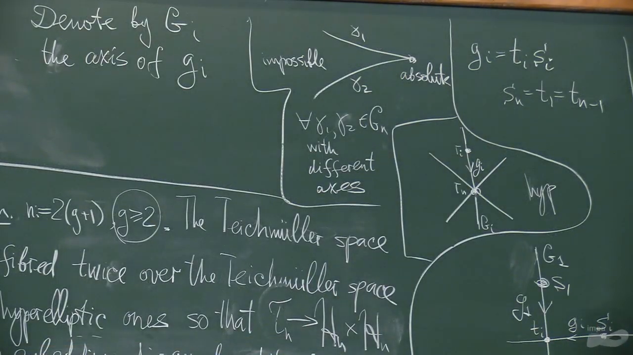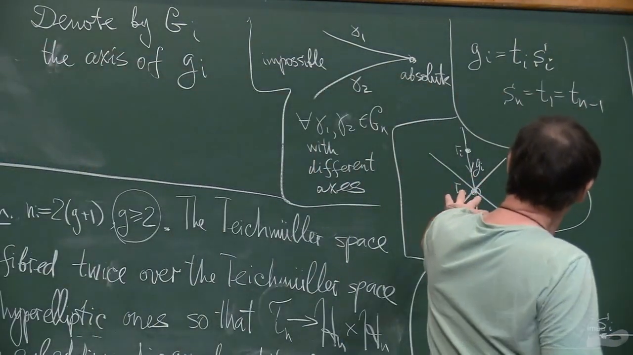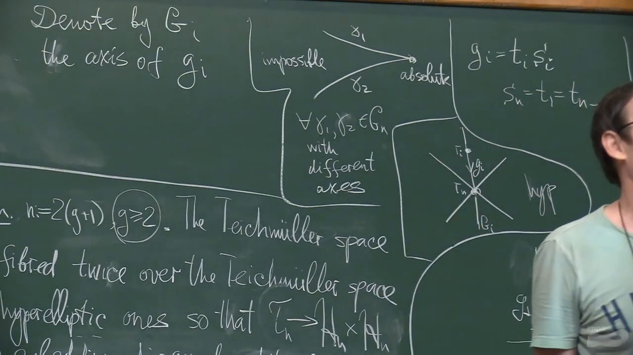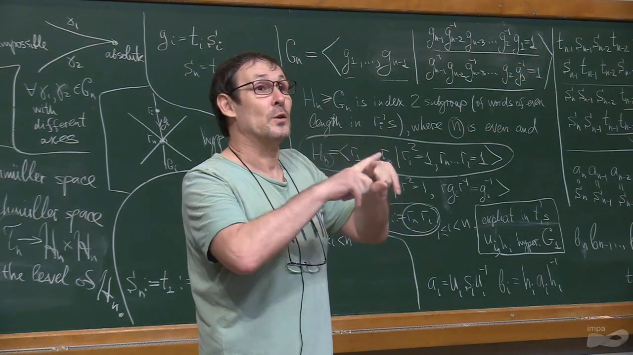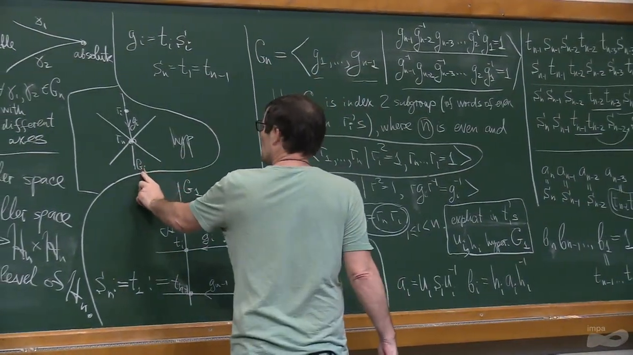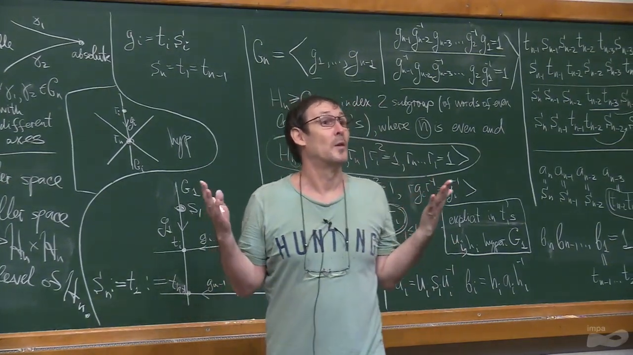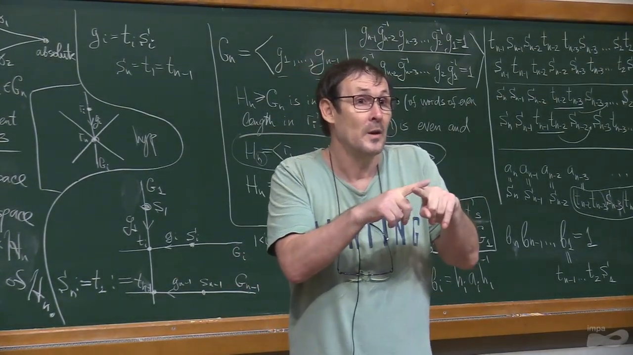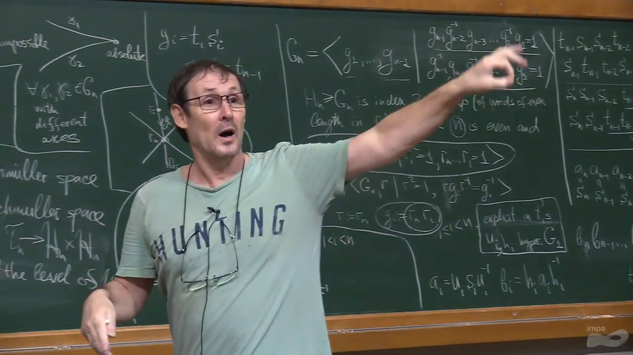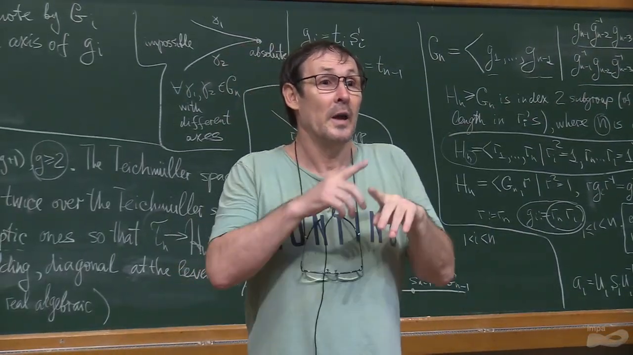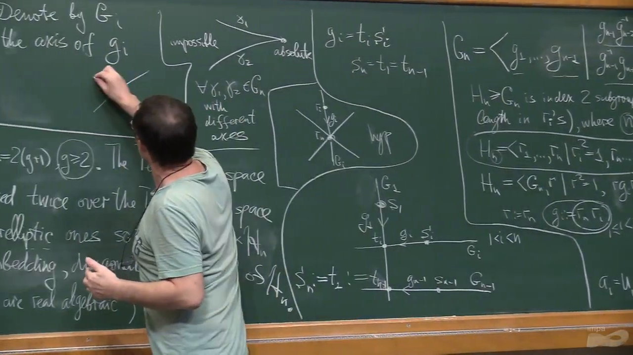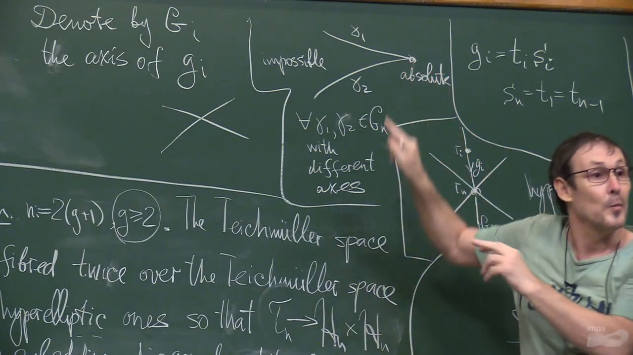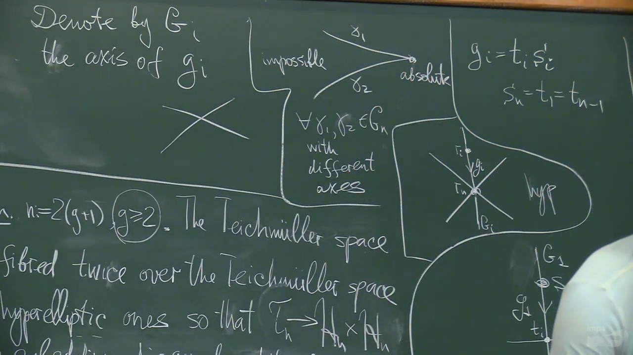Well, now, using the fact that Teichmüller space is connected, we can go from a hyperelliptic curve to an arbitrary curve, but all axes of all gi will intersect for the reason of continuity. They intersect at the beginning, and our path is continuous, so this intersection cannot disappear because of this impossibility, because of this fact I mentioned, okay?